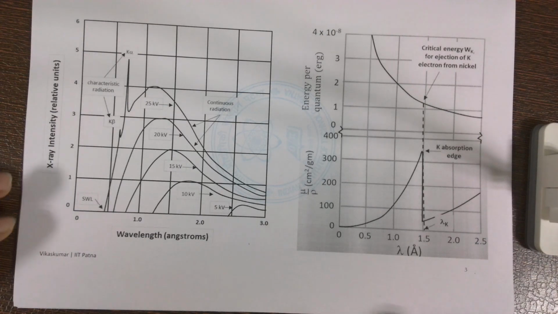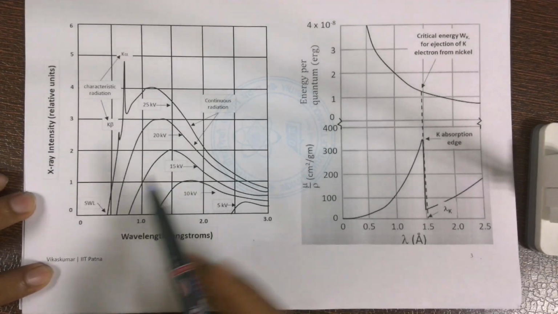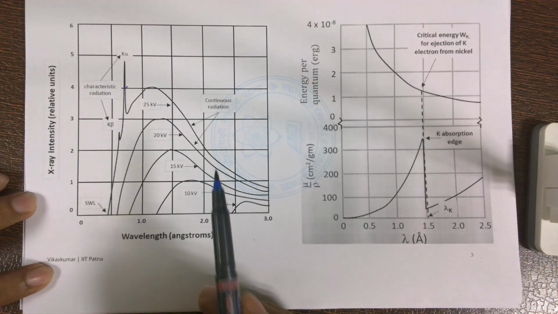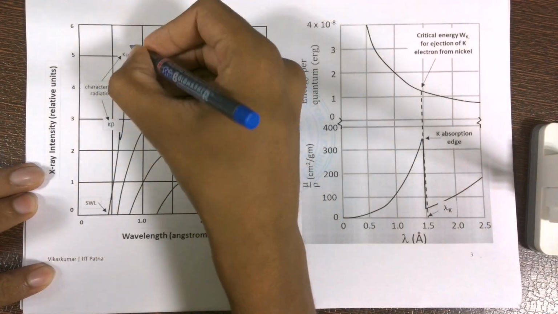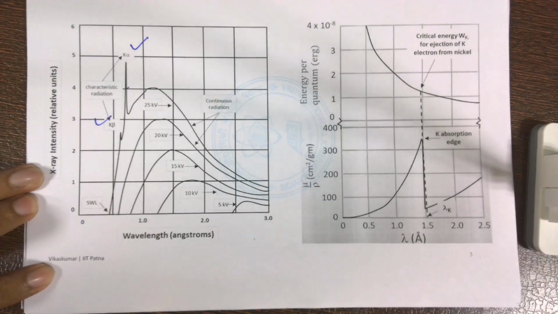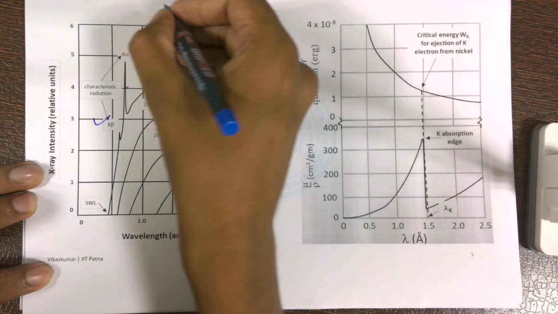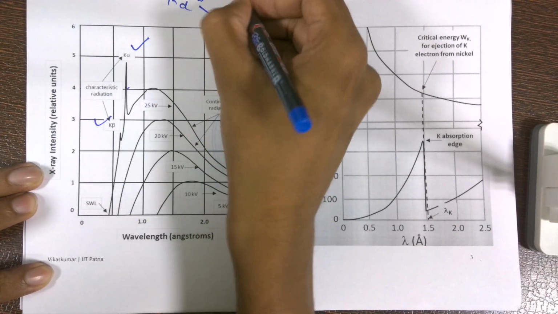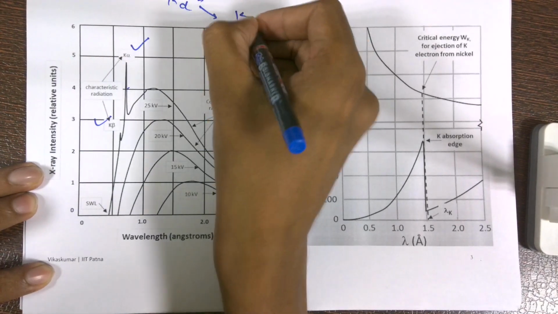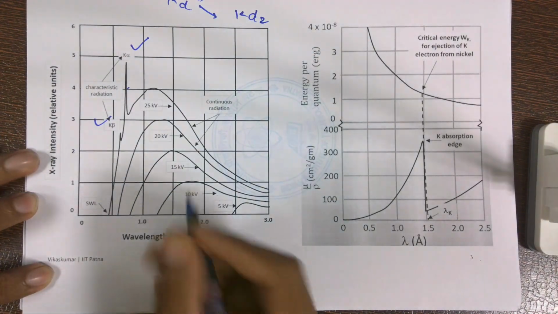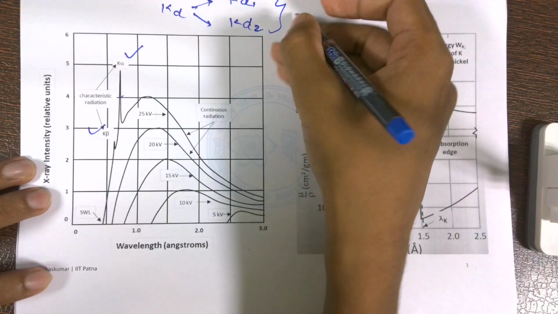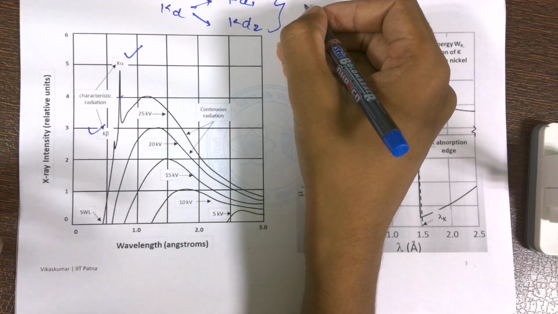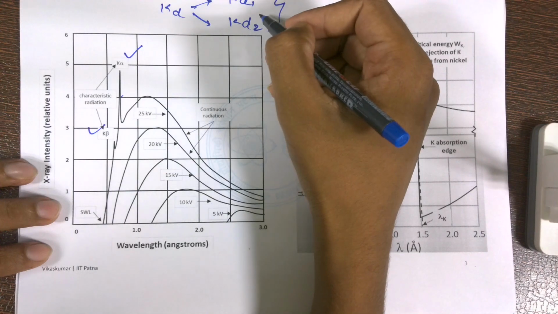In the last class we also saw how the continuous X-ray and the characteristic X-ray are produced. We saw that there is K alpha and K beta, right? And K alpha is again a doublet, K alpha 1 and K alpha 2, which we are not able to separate. No matter what filter you use, you cannot separate them because their energies are very close.